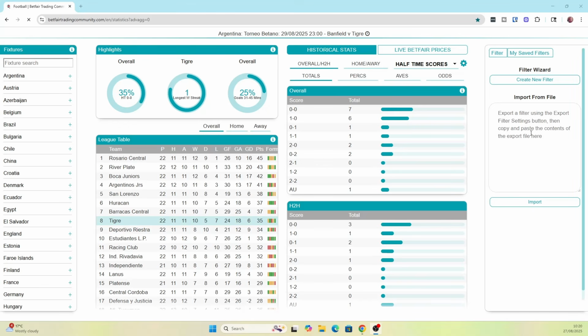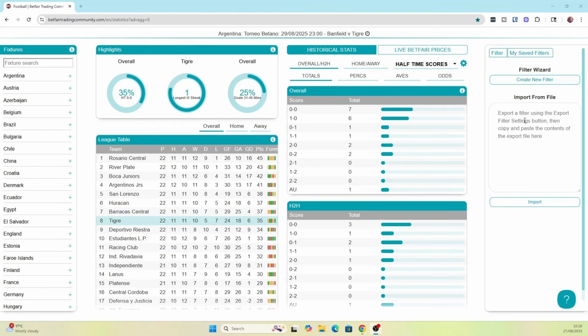When you refresh the page, this is what you will get when you first come to the page before you click on anything, and you'll have the option to create a new filter. This is the easiest way to do this. We also have import from file, and here you can import the settings from a strategy that's been shared with you by us or by another member, and we've obviously got plenty of those.